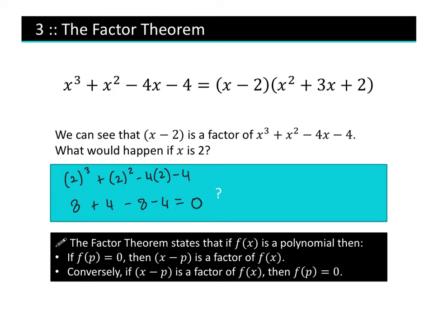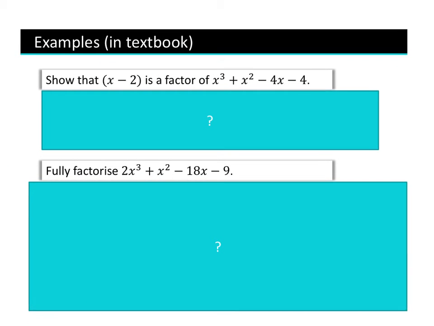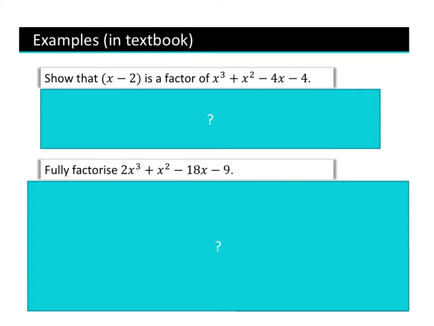So it stands that if we're saying x minus p is a factor, then f of p equals 0, okay? So if it's a factor, when we substitute in, it equals 0. So here are some examples. Part 1 says, show that x minus 2 is a factor. So that means we're going to show that f of 2 equals 0, okay? If x minus 2 is a factor, then f of 2 will equal 0.